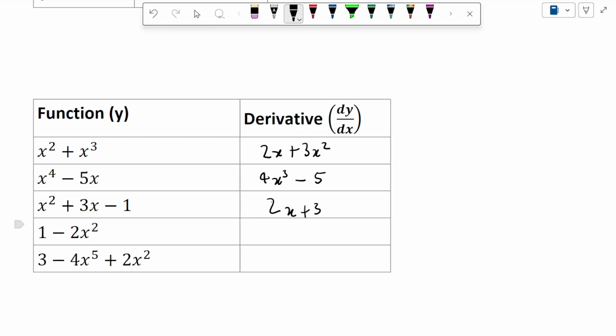This one, the 1 goes away, and you're left with minus 4x. So you get 2 times 2 out the front, and then the power drops to a 1. This one here, the 3 goes away, and we're going to get minus 20x to the 4. So that would be the 5 times 4 out there. And then we're going to get plus 4x, just like that. Okay, that's good.